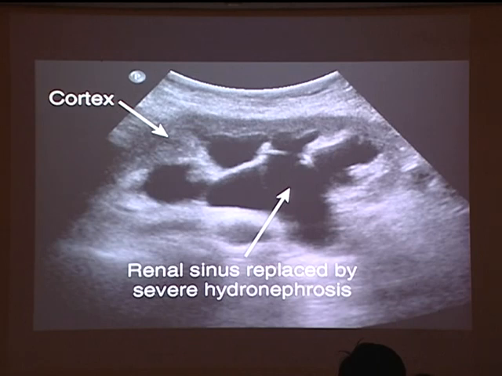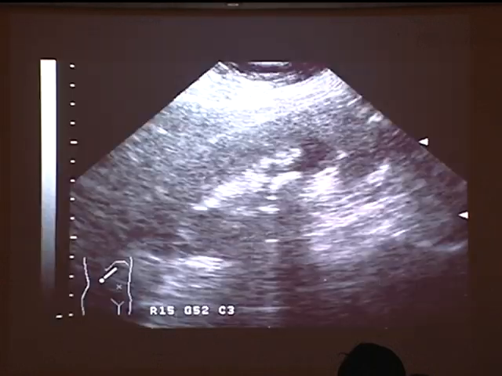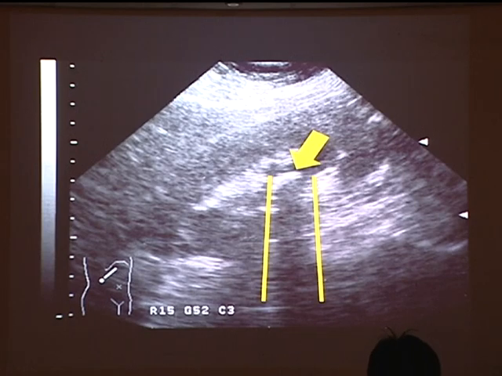Okay. Severe hydronephrosis is total distortion of the renal architecture, and maybe you only see a thinner cortex. The sinus is just replaced by severe hydronephrosis, so the kidney is a hypoechoic region. This is a kidney stone. A kidney stone actually looks just like a gallstone, so there's an acoustic shadow here also.